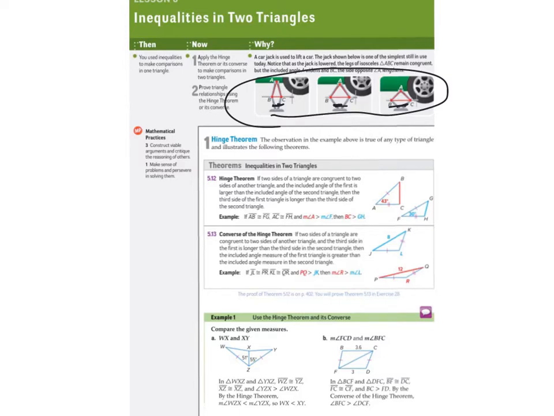So if we're looking at this final one, this is bigger than both of these. If we had X, Y, and Z for this last one, we can say it's bigger than the other two.